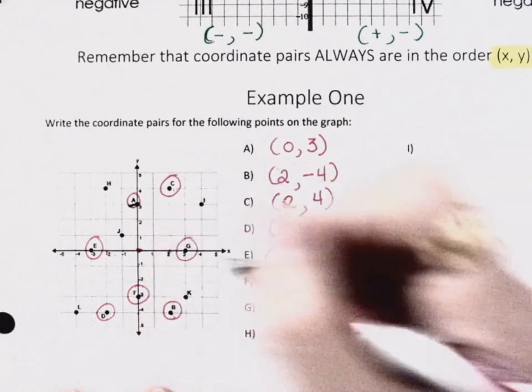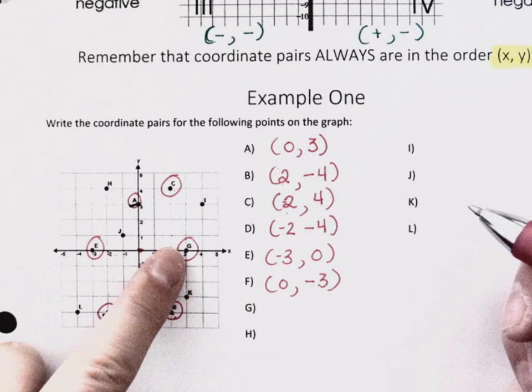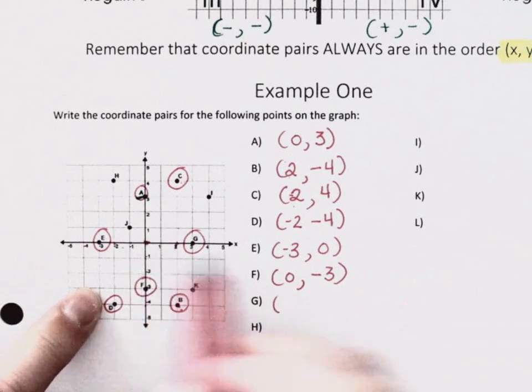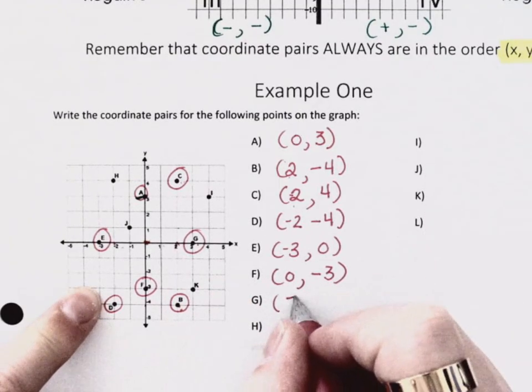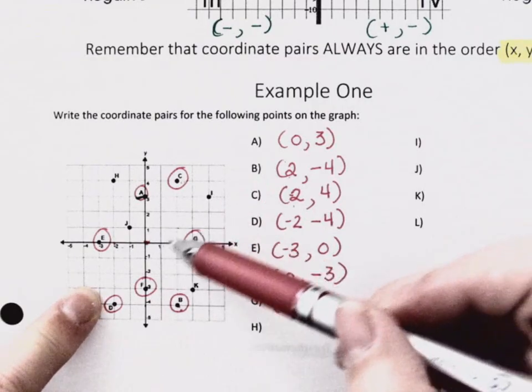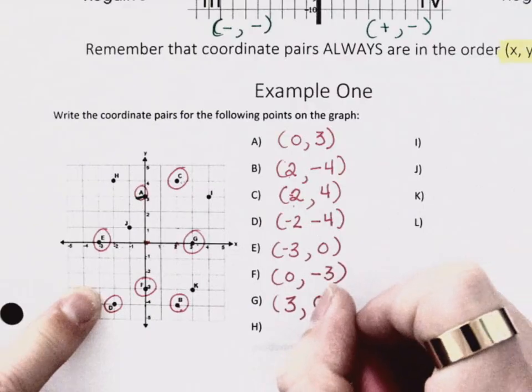G is over here. G is really similar to E, but we've moved in the opposite direction. So if I'm starting at the origin, remember I always go left to right first, so 1, 2, 3. So 3 to the right is positive, and then I've moved neither up nor down, so I've stayed in place, so that's going to be 3, 0.